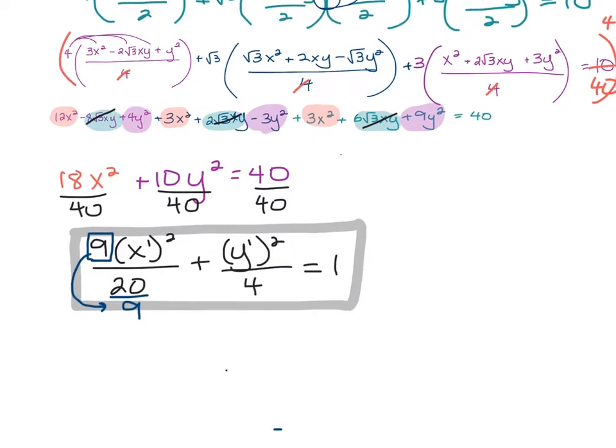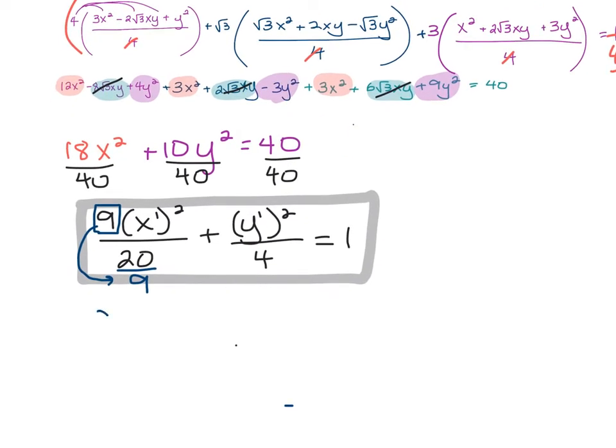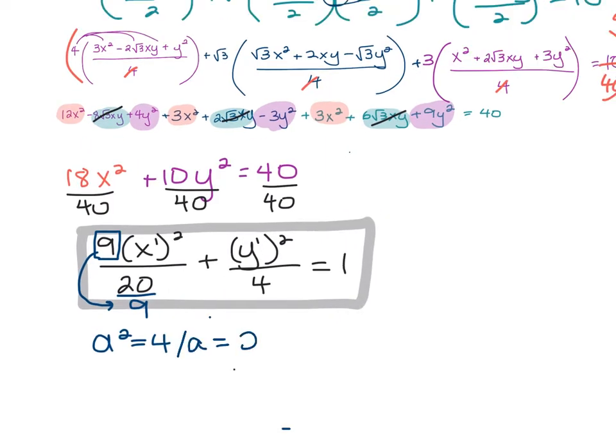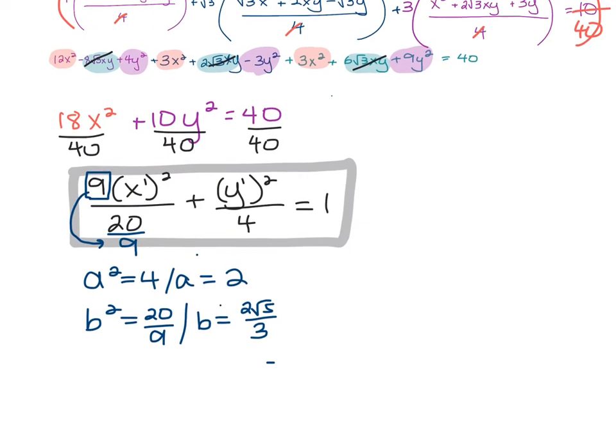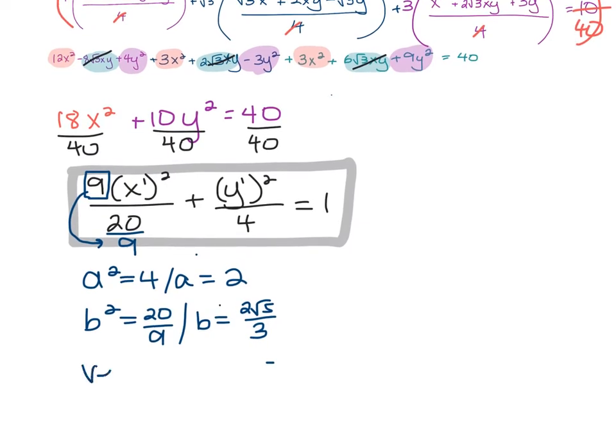So because the 4 is bigger than 20 over 9, the 4 is your a squared, making a 2. The b squared is 20 over 9, which makes b square root of 20 over 9, or 2 root 5 over 3. Because the a is under the y, I know this is a vertical ellipse. And there's no h or k, so I know my center is 0, 0.